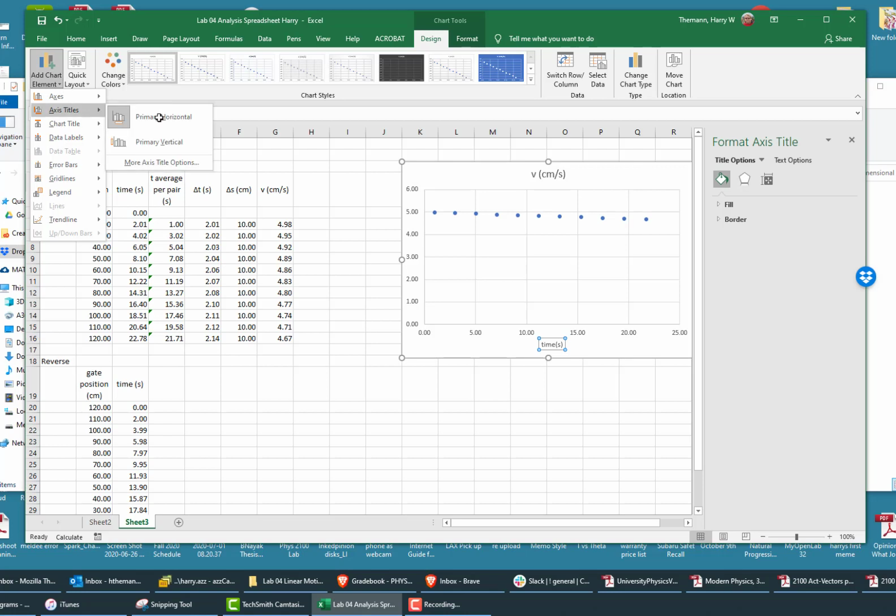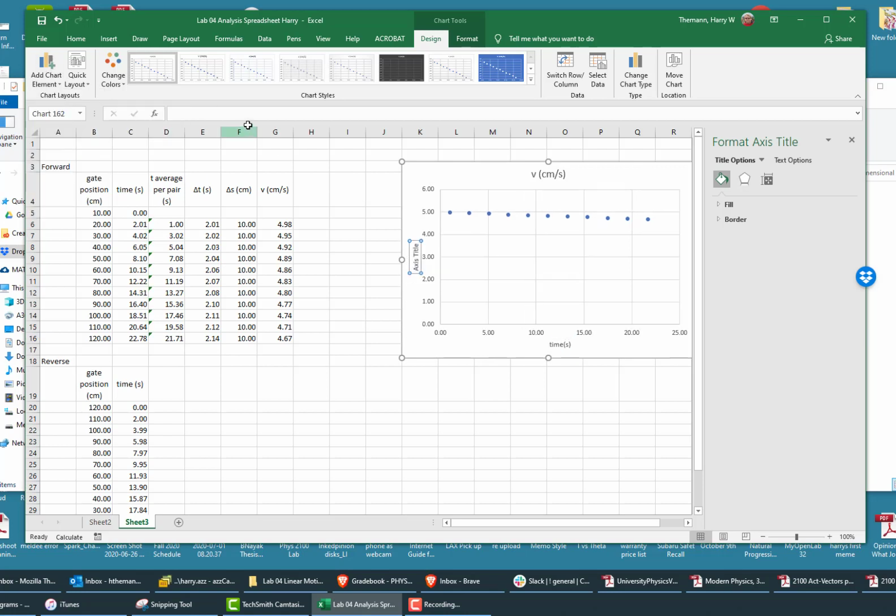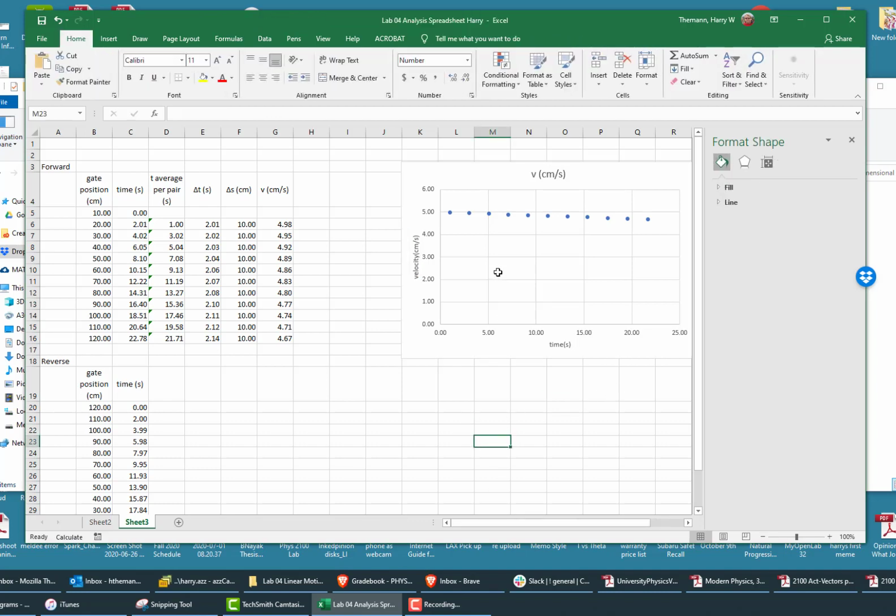let's see, axis, title, vertical. Wow, all these years I've been using it. So this is velocity, and it is velocity because there is plus or minus to it. cm per second. Okay, nice, huh? So far so good.